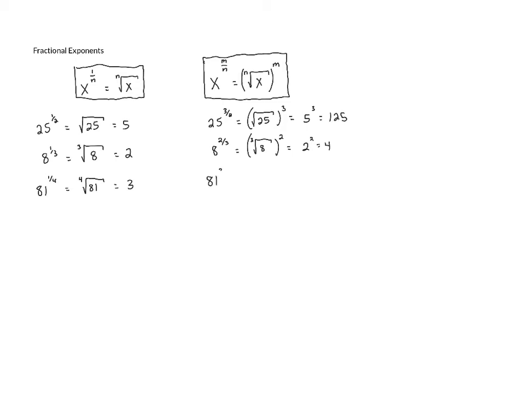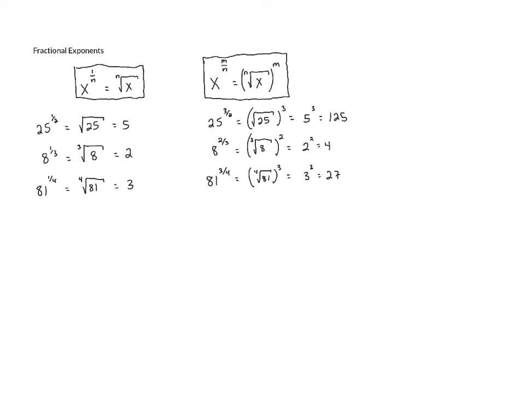Let's look at 81 to the 3/4 power. Here, we need to take the 4th root of 81 and cube the result. The 4th root of 81 is 3, and 3 cubed is 27. All right. So in all of these situations, we have a way to interpret fractional exponents involving roots and exponents, and once we do that, we are able to evaluate them.